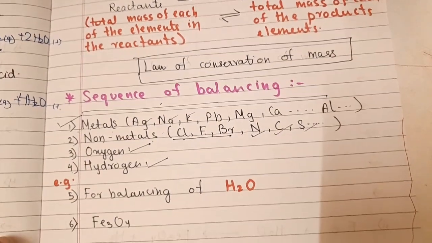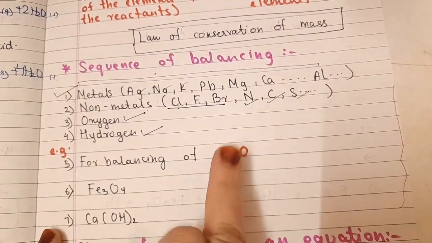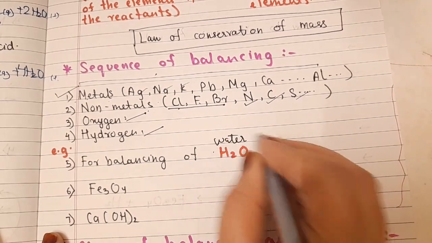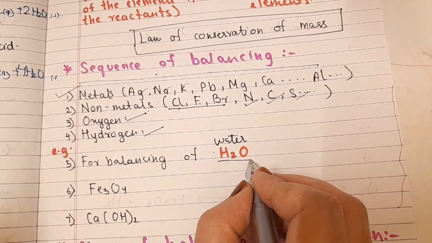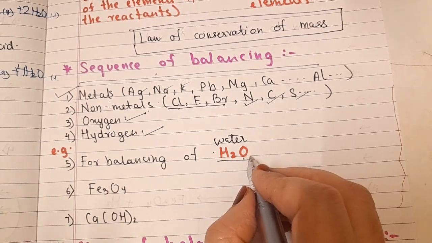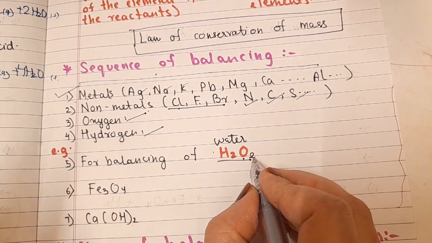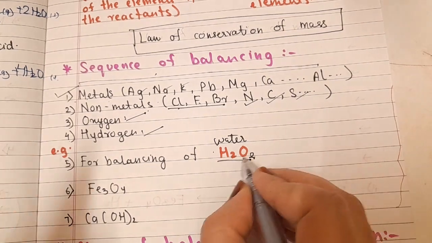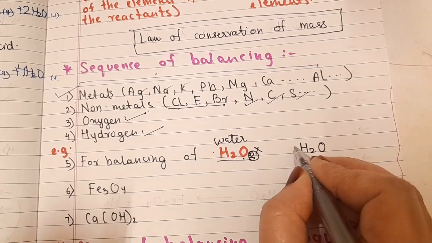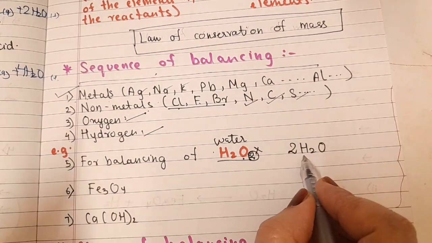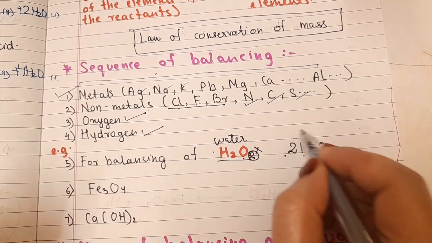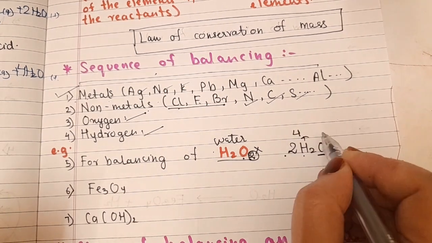So let's see some examples. This is a water molecule, and the water molecule formula is H2O. Now if we need two water molecules, we will not put the 2 inside the formula, this is the wrong method. We will write 2 before the formula, before the hydrogen. So 2 oxygen atoms will be there and 4 hydrogen atoms will be there.